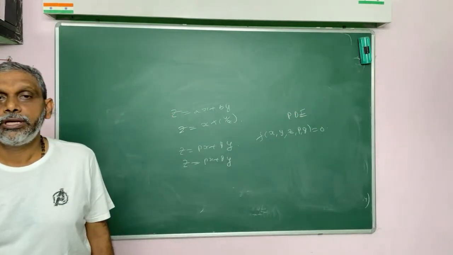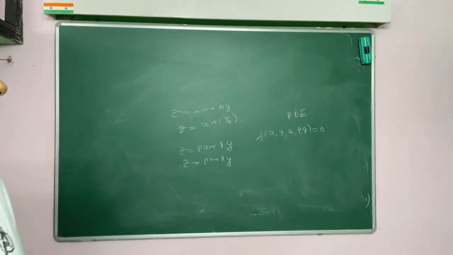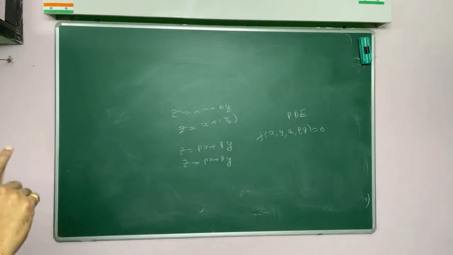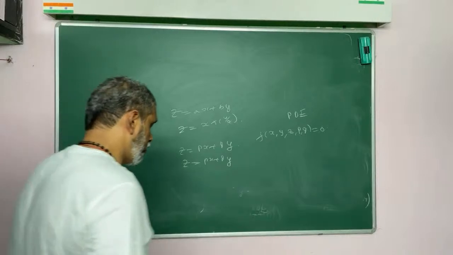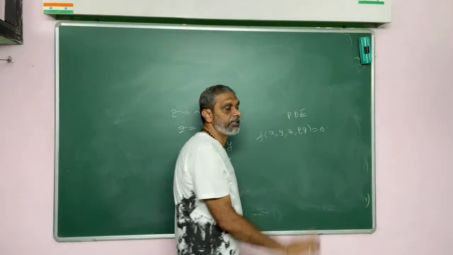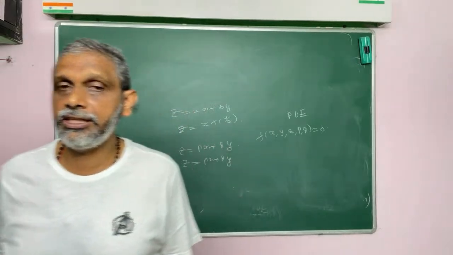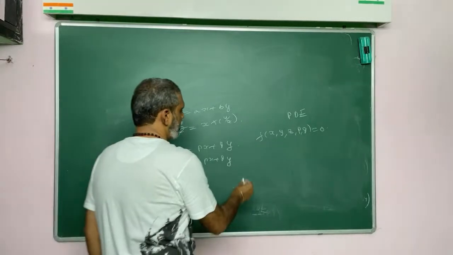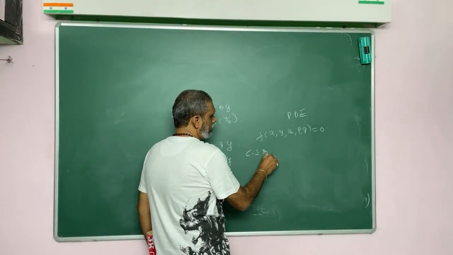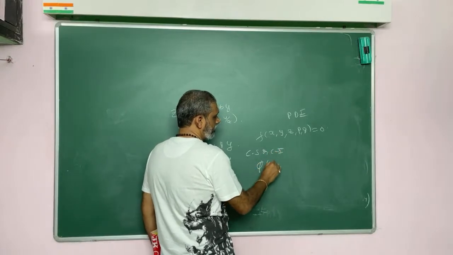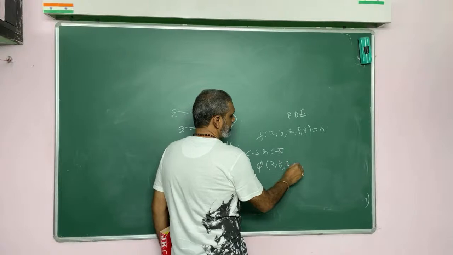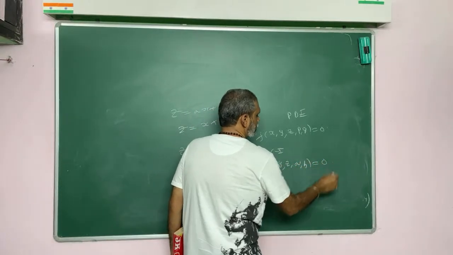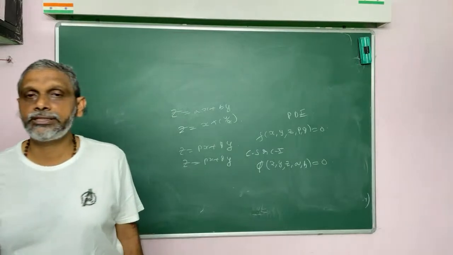Correct? So here how many arbitrary constants are there? Arbitrary functions? Two functions. How many independent variables are there? X and Y are the independent variables. The number of constants equal to the number of independent variables, if you introduce that many constants, you will get the complete solution or complete integral. So the complete integral is phi of x, y, z, comma a, comma b is equal to 0.